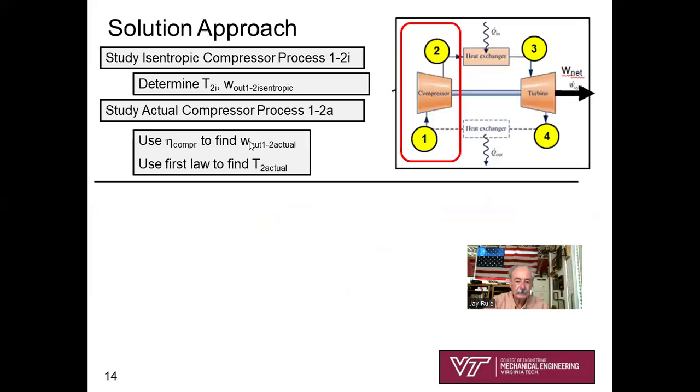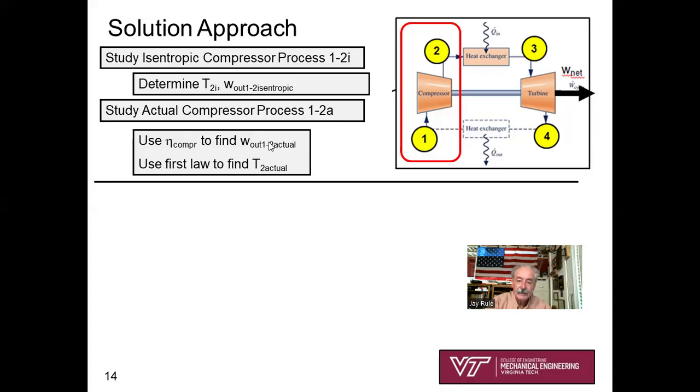So let's run through the solution. The first thing we're going to do is study the isentropic process 1 to 2i for the compressor. That's going to enable us to determine T2i and the work out isentropic. But we don't have an isentropic compressor, do we? We've got an adiabatic but irreversible compressor. But once we've got W out isentropic, we can apply compressor efficiency to determine W out actual. That's good. We need that.